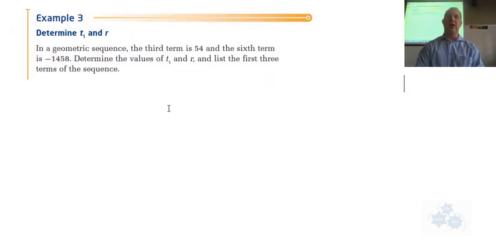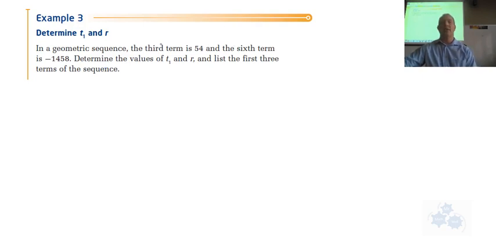Determine T1 and R. So let's say we have to kind of work backwards here, and we have to find out pieces of our formula. How can we do that? Well, the information we're given here is, in a geometric sequence, the 3rd term is 54, and the 6th term is negative 1458. Determine the values of T1 and R, and list the first 3 terms of the sequence. Okay, there's a lot in here.